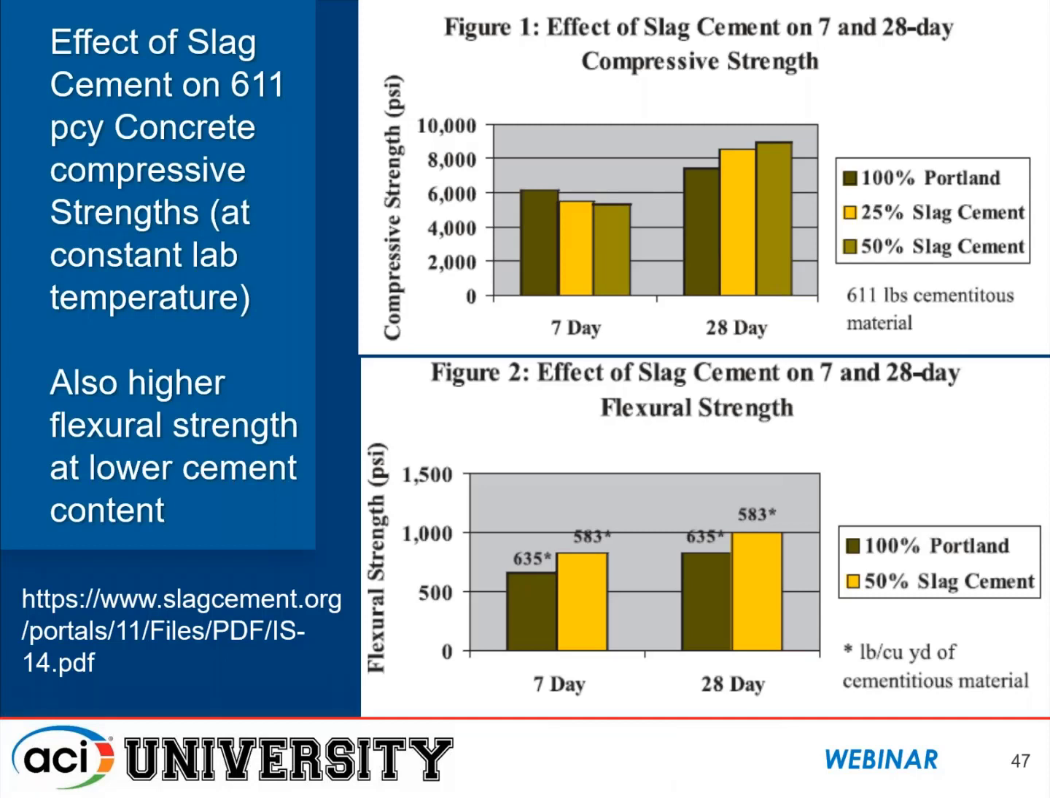And here's some more data for a given concrete. The top series of data is 611 pounds per cubic meter of cementitious material, and it shows the 7-day strength a little lower with higher slag, 50% slag, but higher strengths at 28 days. And the bottom chart here is for flexural strengths, and you get better flexural strengths at 7 and 28 days with 50% slag than with Portland cement.